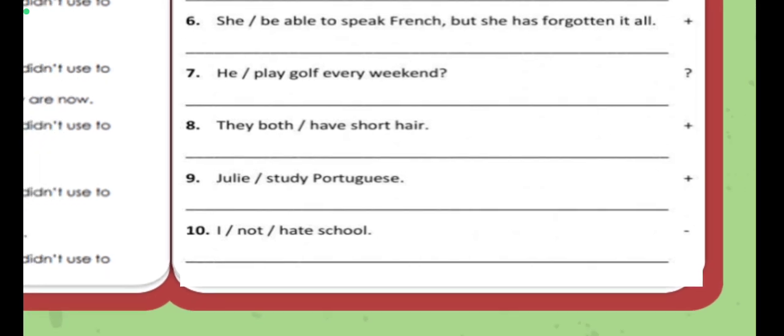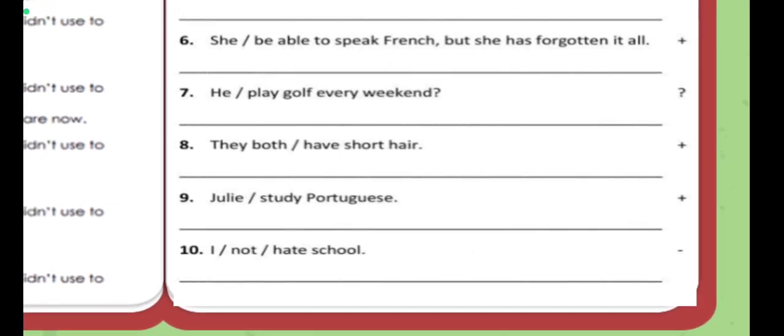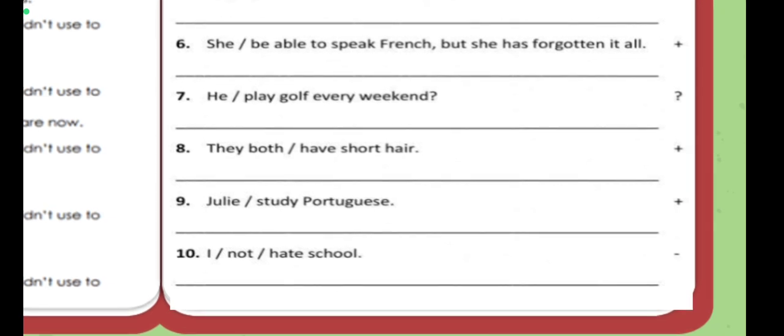Are you there? Eric Lavado. Okay, I think he's not there, so let's pass to Richard. Can you do from number 6 to number 8, please? Yes. She used to be able to speak French, but she has forgotten it all.